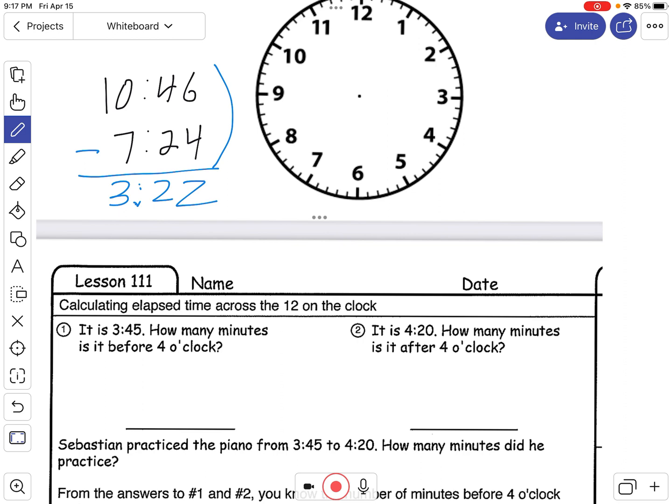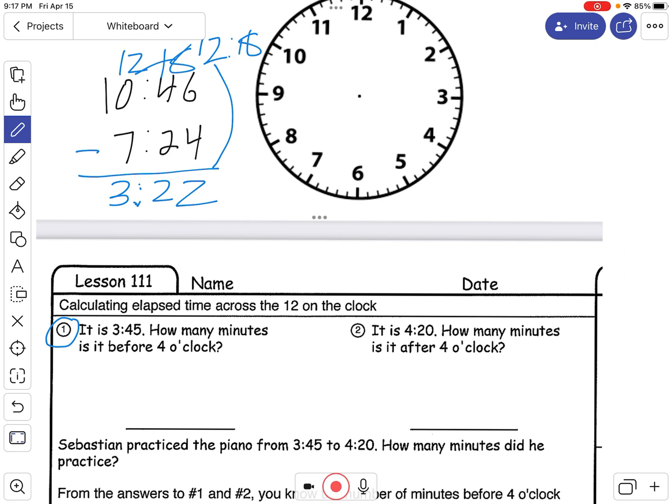But what happens if it's going from, say, 10:46 to 12:18? Now what are you going to do? Can you do 12:18 minus 10:46? That doesn't really work because you can't subtract 46 from 18. So what we're going to learn to do is figure out, well, I'll show you right here. Let's take a look at some samples.